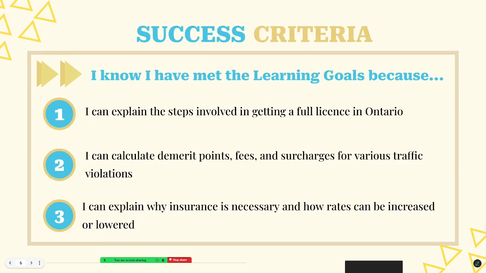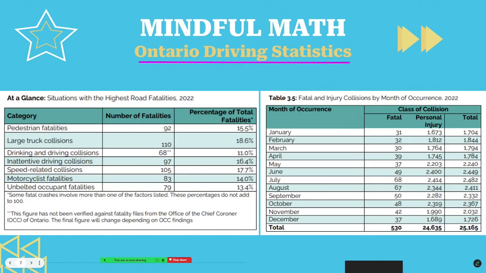We'll know we have met the goals because we'll be able to explain the steps involved in getting a full license in Ontario. We'll be able to calculate demerit points, fees, and surcharges for various traffic violations. And lastly, hopefully we have enough time to get to it, a little bit of a late start today with our NAN micro-credential happening Thursday mornings, but hopefully we can get into explaining why insurance is necessary and how rates can be increased or lowered.